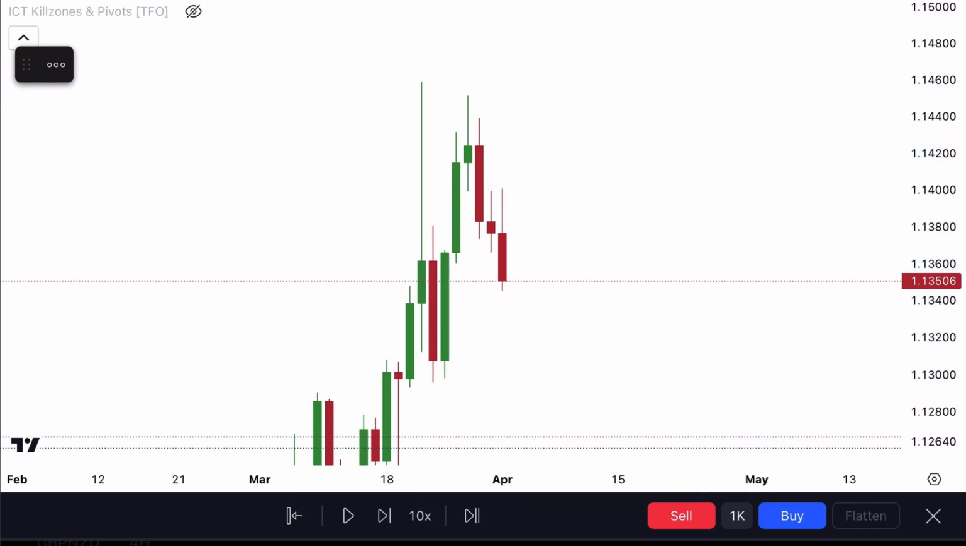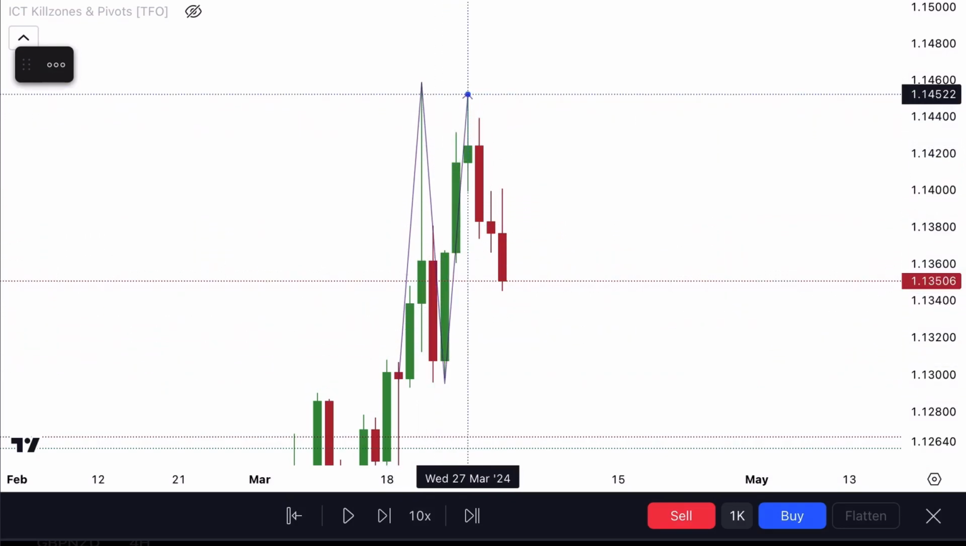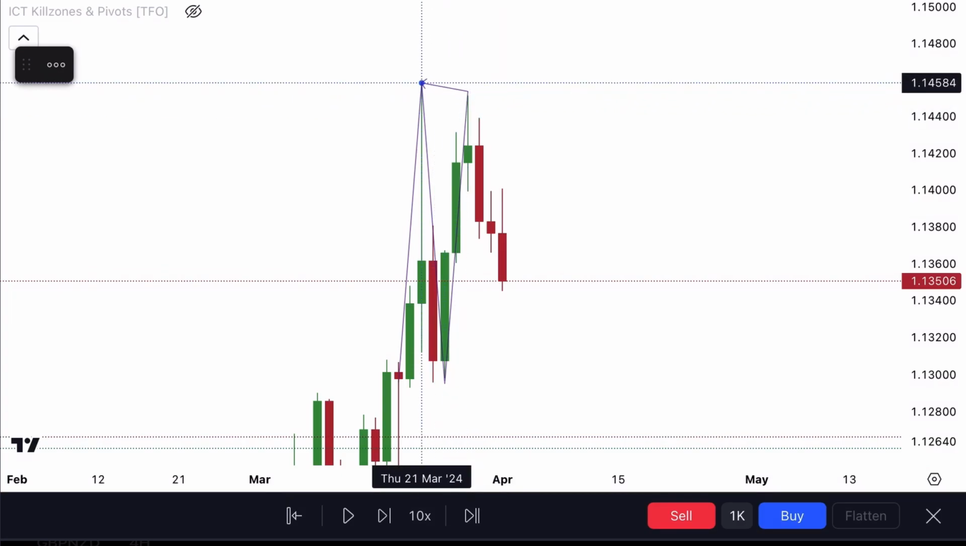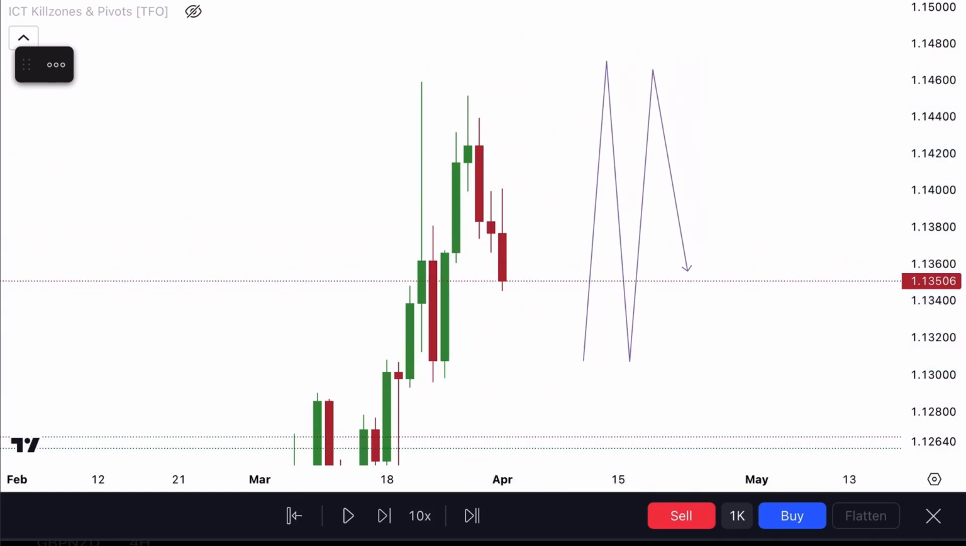So I will draw the structure just to give you an example of what I'm talking about. As you can see, price came all the way up here, followed by a correction, followed by a new impulse. But you can see this impulse did not close above this highest point. And then we had a retracement. So it will look like this, like I previously drew up.